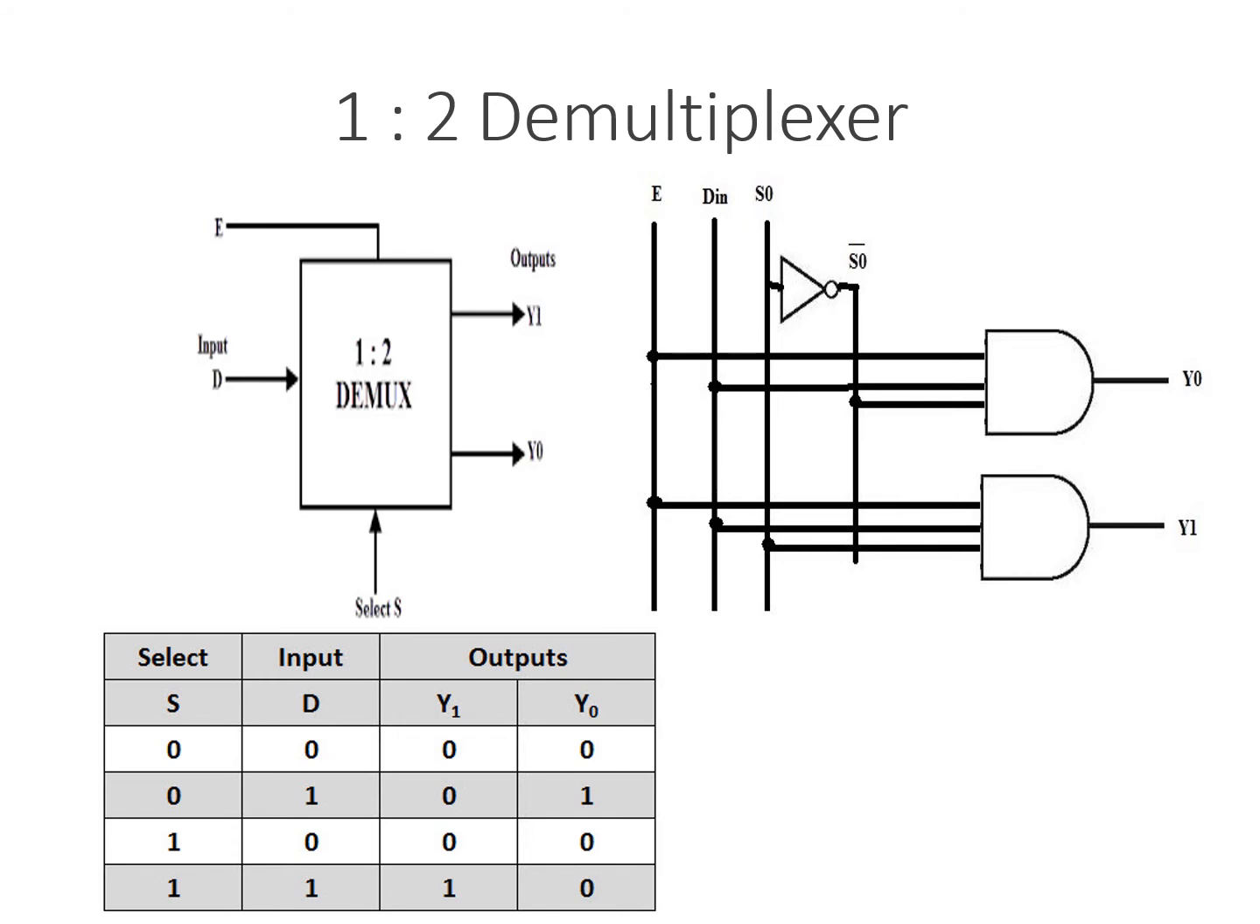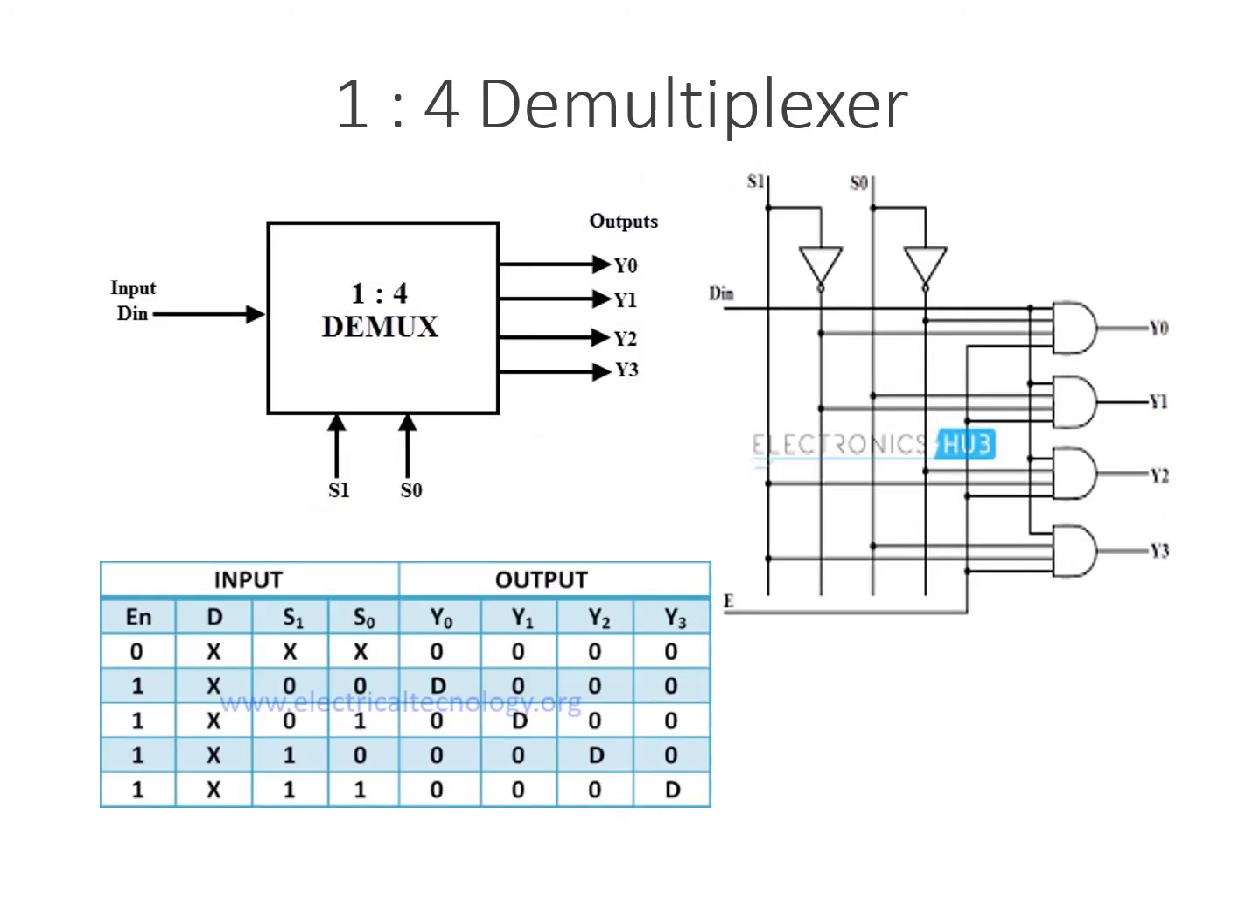Next, we are going to move on to the 1 to 4 demultiplexer. Look at the block diagram. The input is 1 and the outputs expected are 4. We know the relationship n is equal to 2 to the power of m. So 2 to the power of 2 comes to 4. So the number of select lines we are going to use is 2.